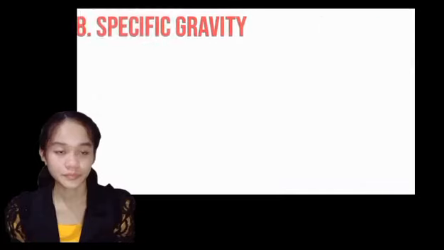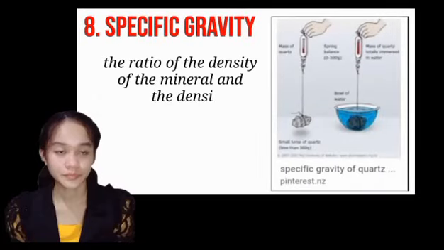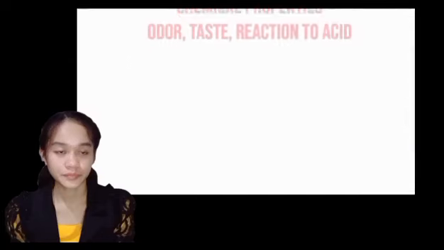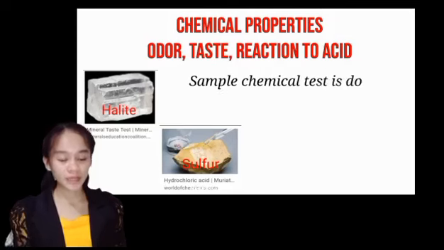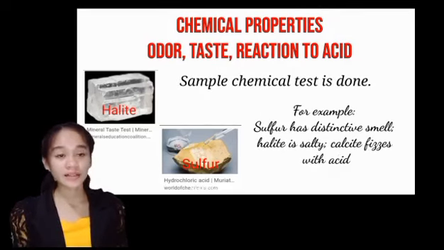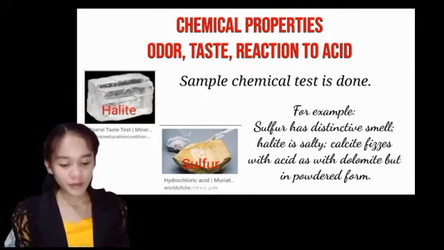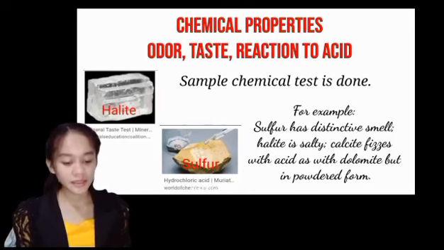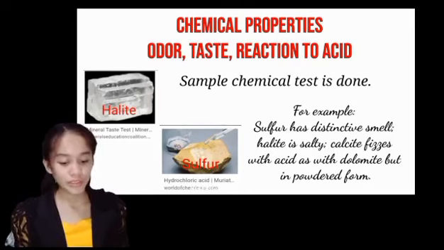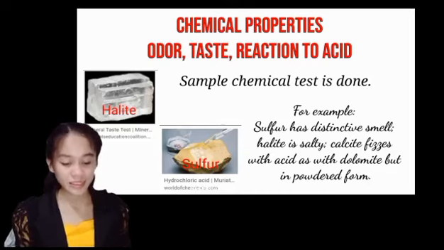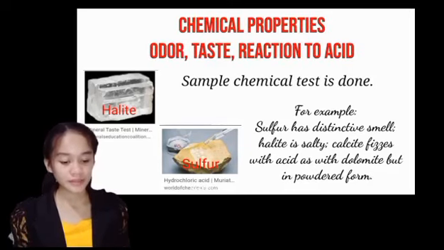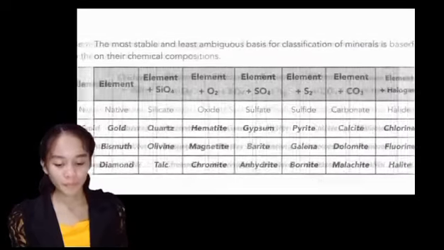Last is the specific gravity, the ratio of the density of the mineral to the density of water. Let's identify the chemical properties. Simple chemical tests are done. For example, sulfur has a distinctive smell. Halite is salty. Calcite fizzes with acid, as does dolomite in powdered form.